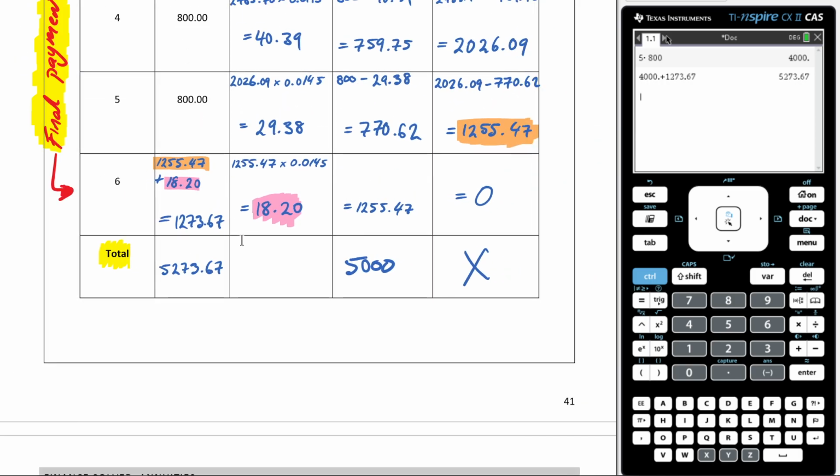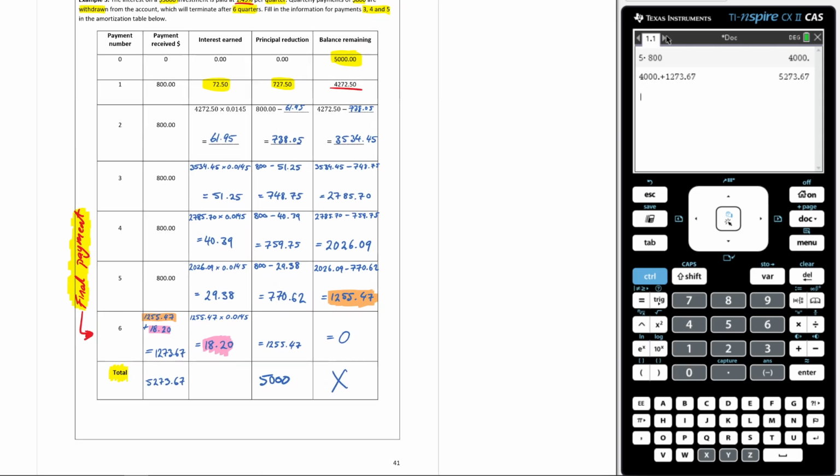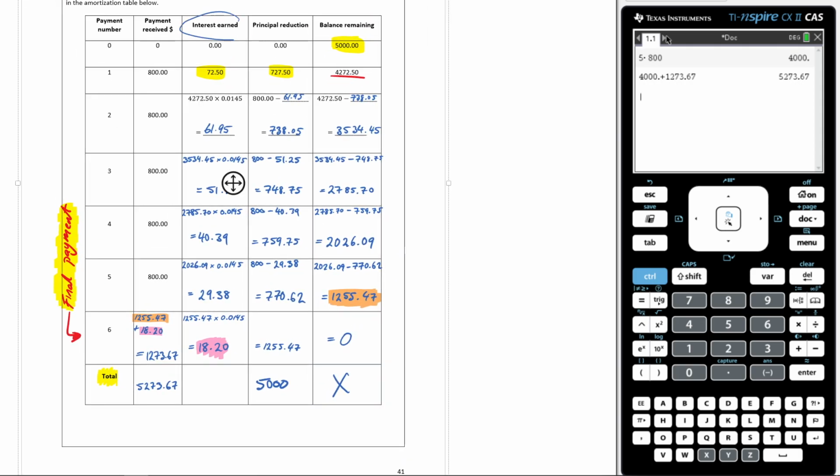Now, the next one requires a bit of thought. The next one is asking us to figure out the total amount of interest earned. What's the total amount of interest earned? Well, this is where you're going to think for a moment. Remember, you had a balance of $5,000 to start with. Now, the amount of payments you received from that is going to be 5,273. So the difference between those two numbers is going to be the amount of interest that you've earned.